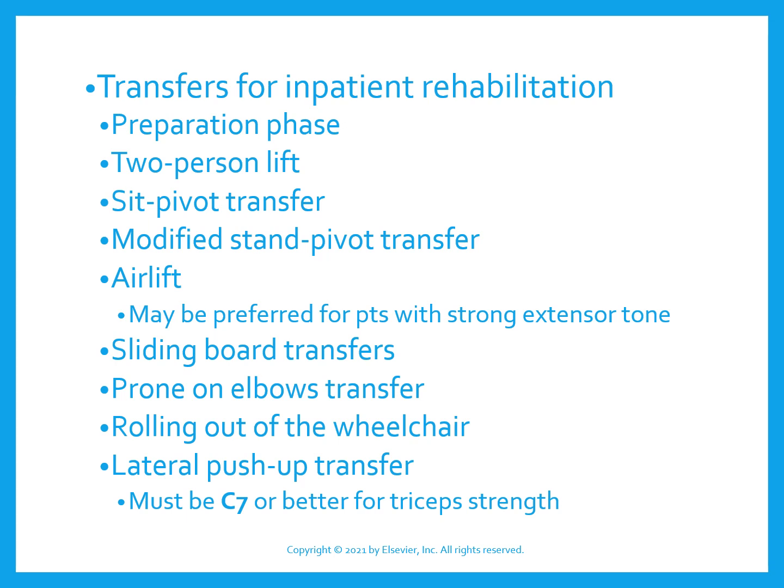You can utilize a 2-person lift, a sit pivot transfer, a modified stand pivot transfer, an airlift, which can be preferred for patients with strong extensor tone. Airlift can also be qualified as a Hoyer lift. Sliding board transfers, prone on elbows transfer, rolling out of the wheelchair, and lateral push-up transfers. And lateral push-up transfers must be a C7 or better for tricep strength in order to elevate and get that elbow extension.